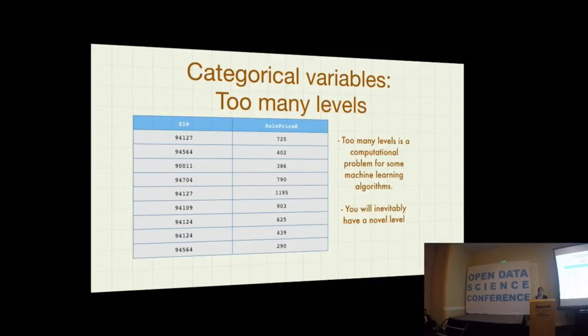Now, if you have too many levels, that is a computational problem for a lot of machine learning algorithms, because as I said, all of the levels will be expanded. If you have k levels, that will be expanded to k indicator variables. And a lot of machine learning algorithms cannot handle very, very wide data sets, not very well at least. So that's a problem. And the other problem, of course, is that you will inevitably have a novel level problem, because if there are that many levels and your training sets are not big enough, then you're bound to run into values that you've not seen before.